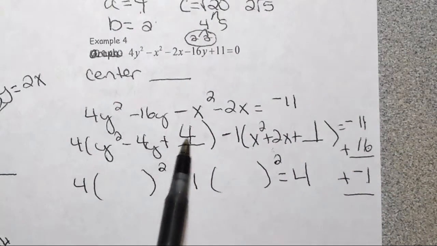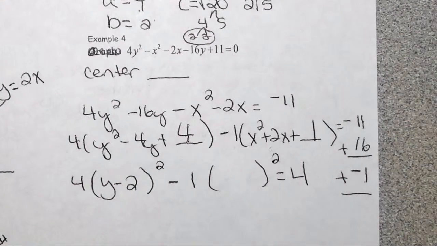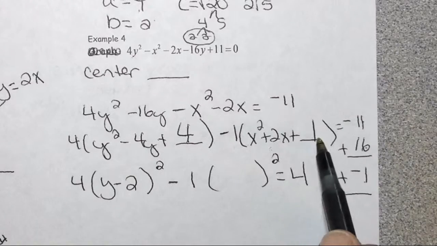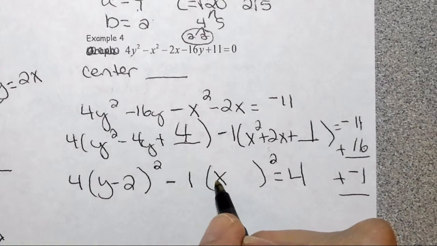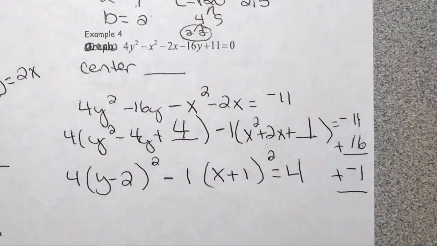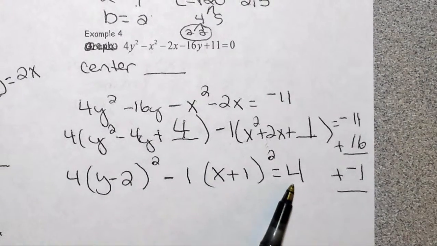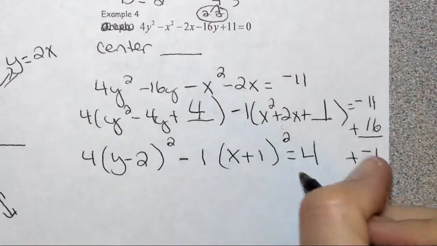All right, so here we go. What factors of 4 give me negative 4? Negative 2. Negative 2. Very good. Negative 2, negative 2. What factors of 1 give me 2? 1 and 1. So I know it's a hyperbola because there's a minus sign right here. But what does this have to equal? 1. 1. So I have to divide everything by 4.